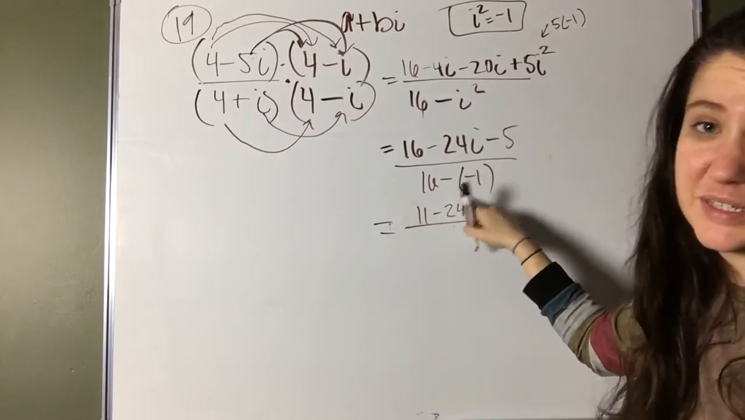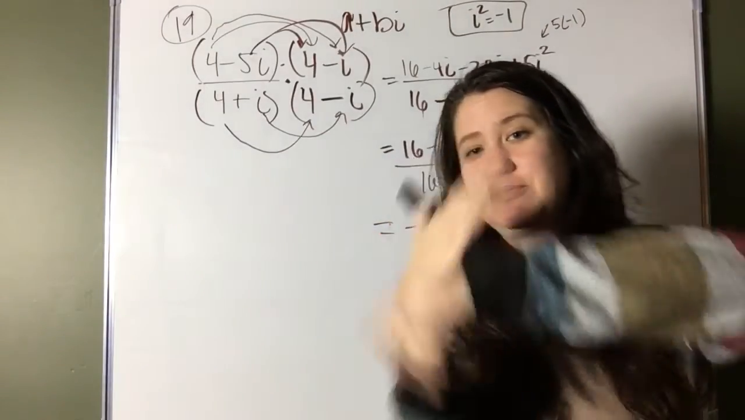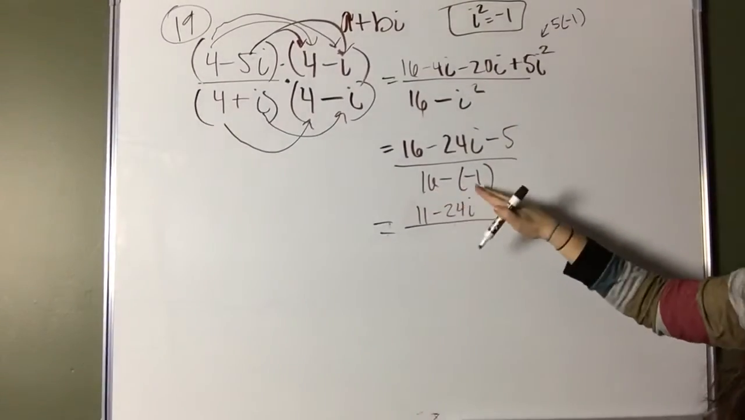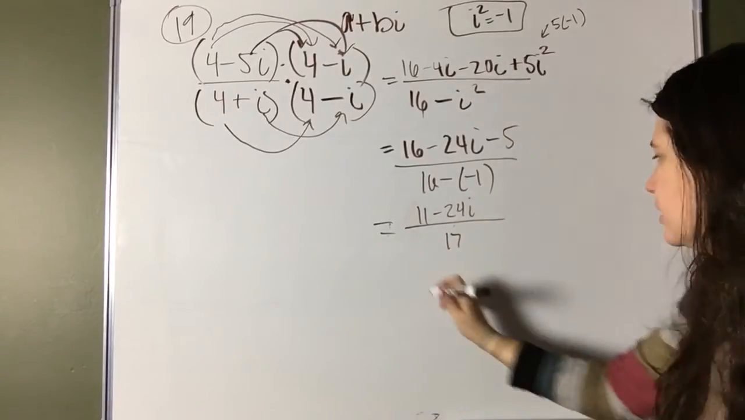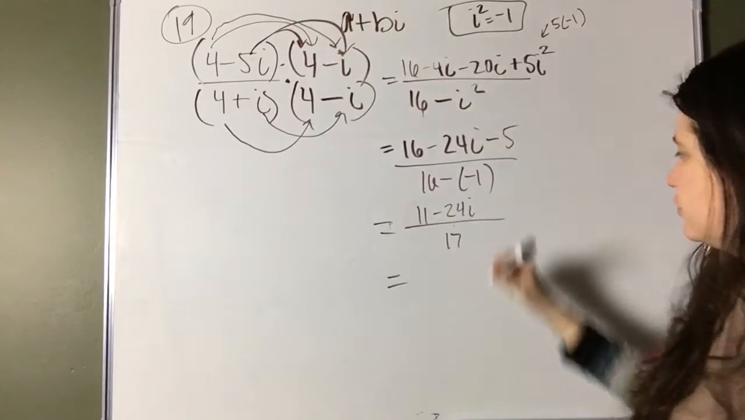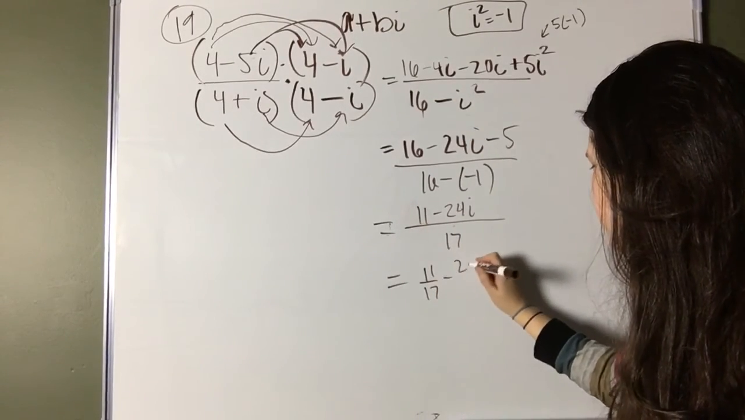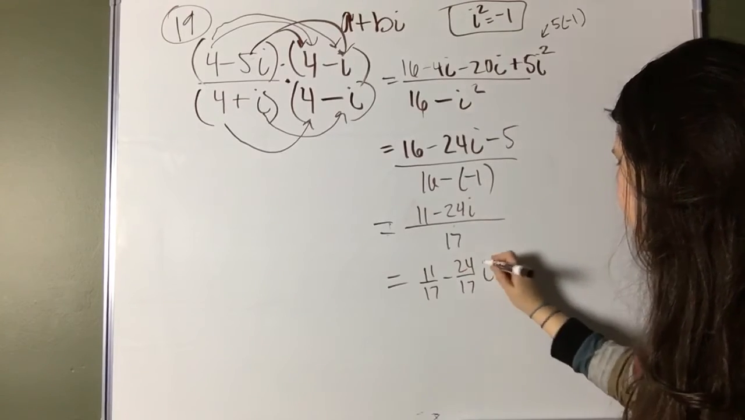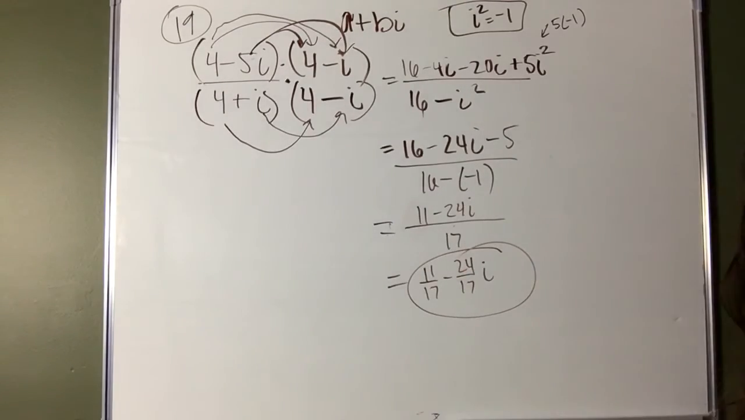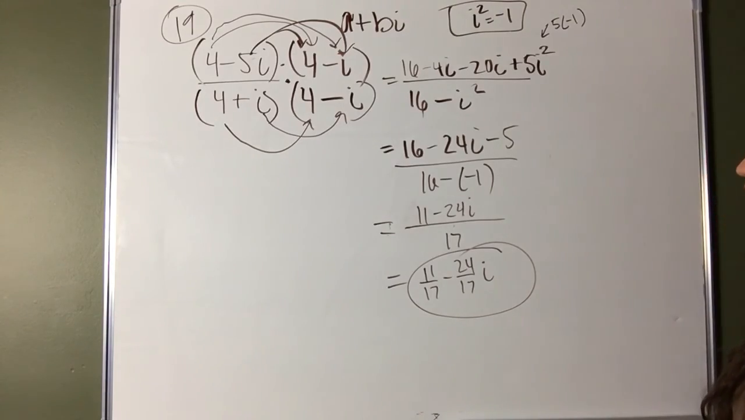This would really be 16 plus 1, right? When you have two negatives ramming into each other, boop, make a plus. So 16 plus 1 is 17. And we're almost done. If we want it in the a plus bi form, we divide each by 17. 11 over 17 minus 24 over 17i. Okay, and there's your final answer. I hope this helps anyone who needs help with number 19.